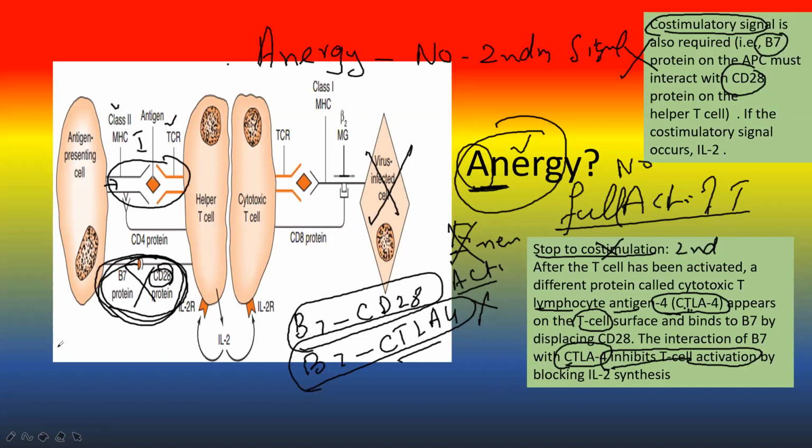When a T cell becomes active, it produces interleukin 2. Interleukin 2 acts on the same cell and on other cells to make them fully active. This is the third, tertiary signal. So when CTLA4 is there, CTLA4 blocks the production of interleukin 2, and there is no further activation of the T cell.